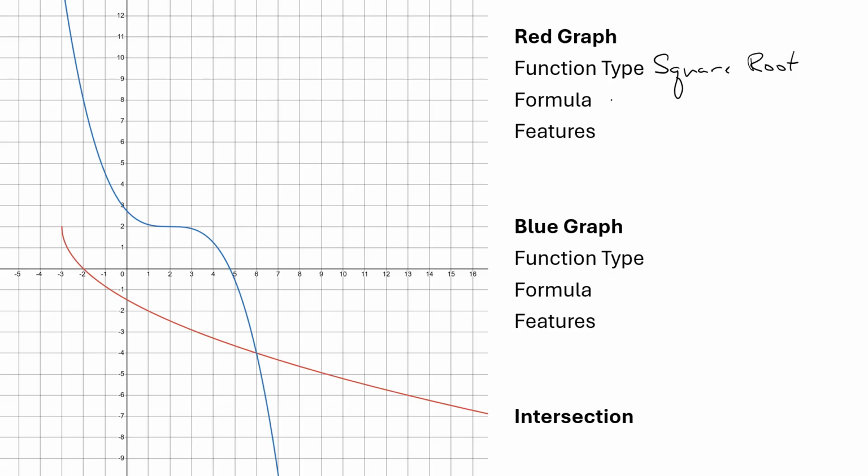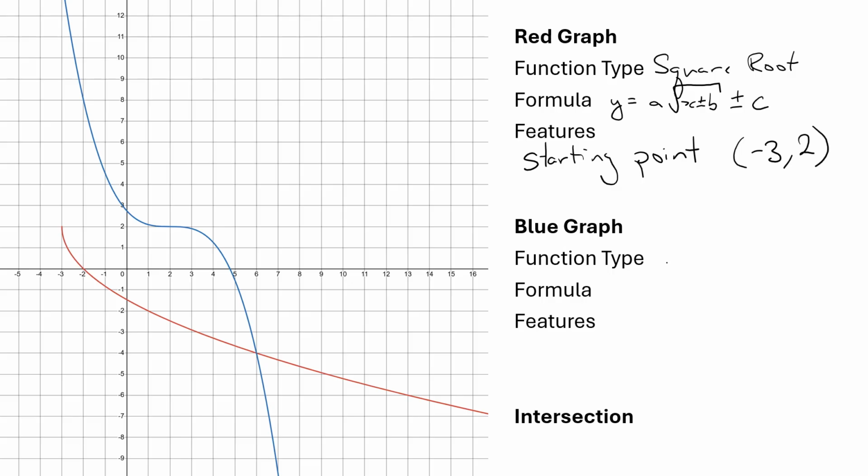The formula for that is y equals a times the square root of (x plus or minus b), plus or minus c. And the features, we've got a starting point. We've got our starting point at, where is it? Negative 3, positive 2. Yeah, and then for our blue graph, we know that's going to be a cubic.